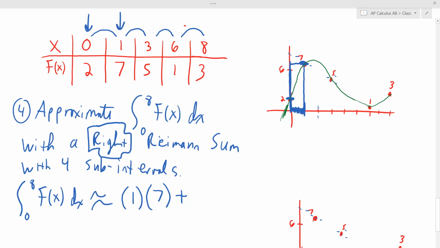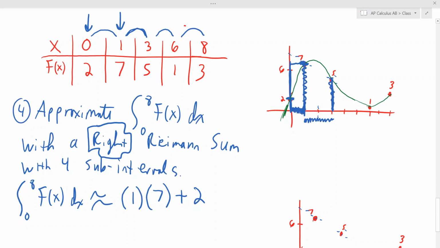My next rectangle goes from 1 to 3. It's going to have a base of 2. You're going to see it right here, from 1 all the way to 3. So that would be in here. Now there's 2 sides to this, right? There's the 7 side from 1 to 3, and there's the 5 side.